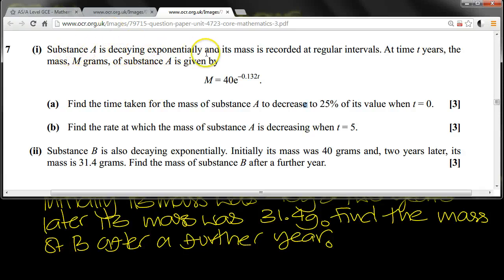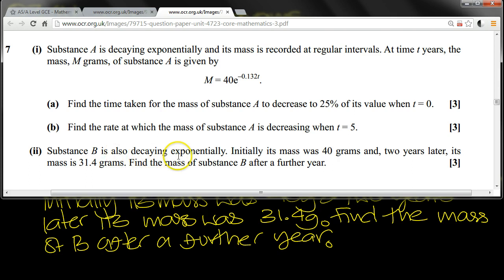Substance A is decaying exponentially and its mass is recorded at regular intervals. At time t years, the mass m grams of substance A is given by this. Find the time taken for the mass of substance A to decrease to 25% of its value when t is 0. Find the rate at which the mass of substance A is decreasing when t equals 5.